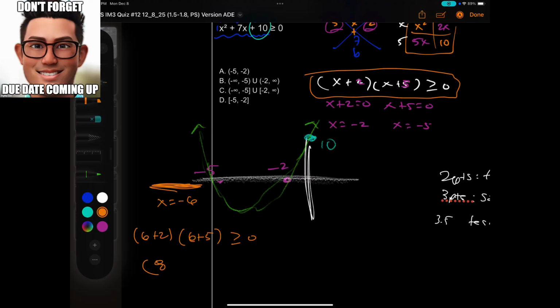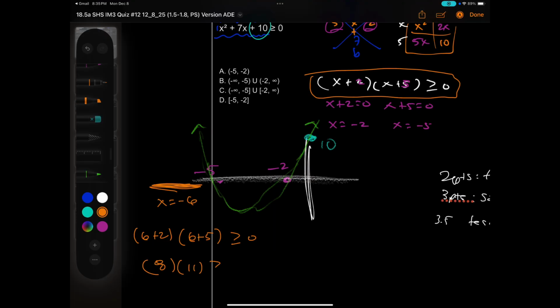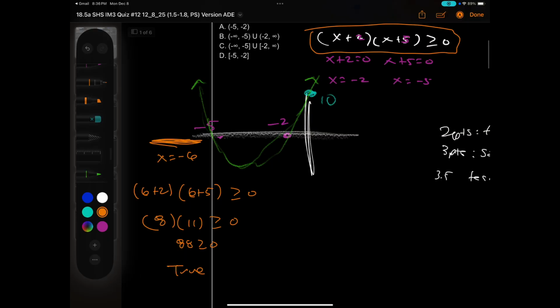So that's -8 and -11. This would give you 88 is greater than 0. And this is true. So this area we are keeping. Okay, let's do the blue region. The blue region in here, let's pick, I don't know, x equals -3. -3 plus 2, -3 plus 5, greater than or equal to 0, -1, 2, and then that'll be -2 is greater than 0, that would be false. So we're not going to pick that section.